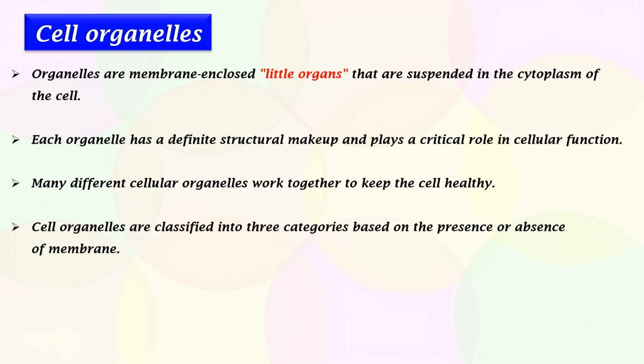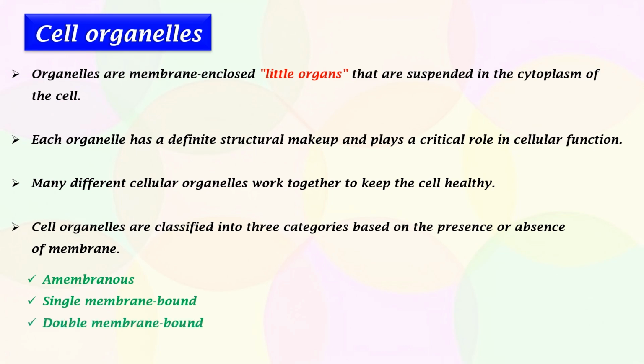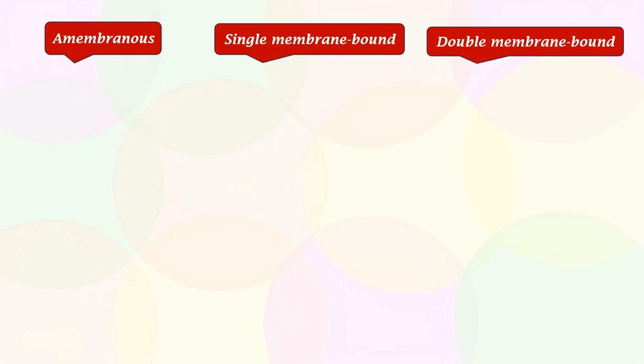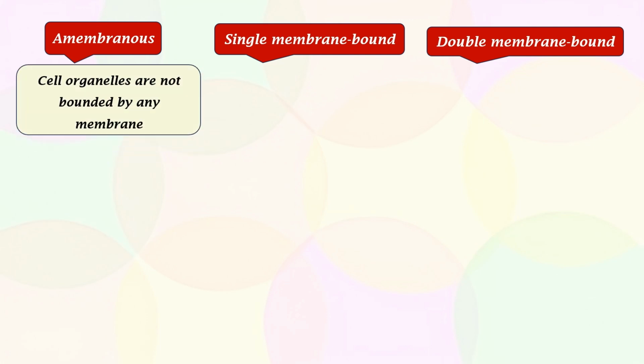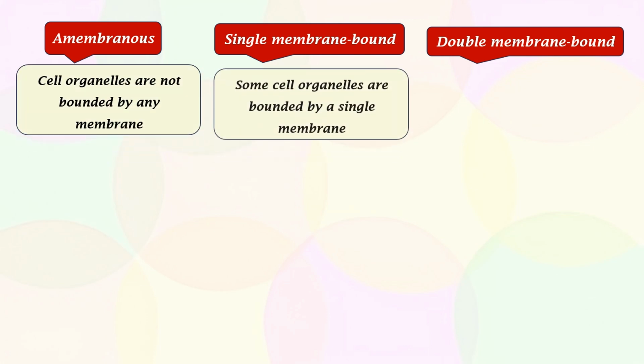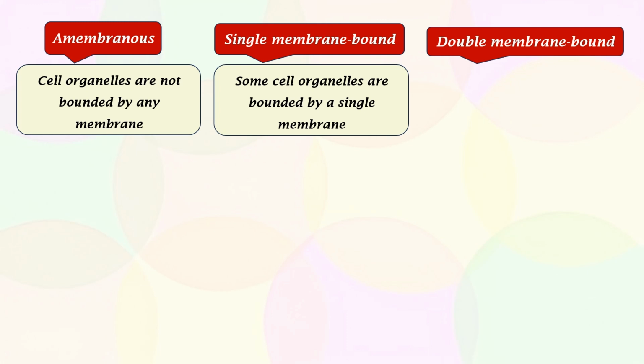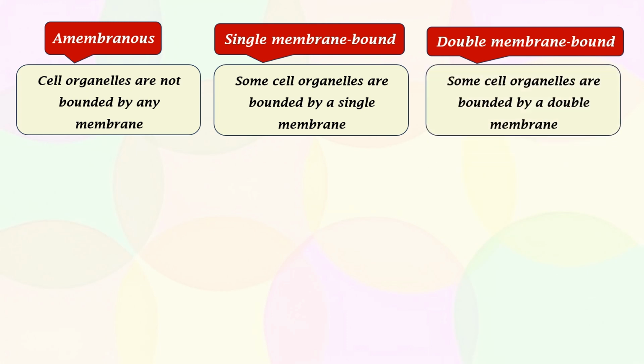Cell organelles are classified into three categories depending upon the presence or absence of membrane and number of membranes: amembranous, single membrane-bound, and double membrane-bound organelles. Amembranous organelles are not bounded by any membrane. Single membrane-bound organelles are bounded by a single membrane. Double membrane-bound organelles are bounded by a double membrane.